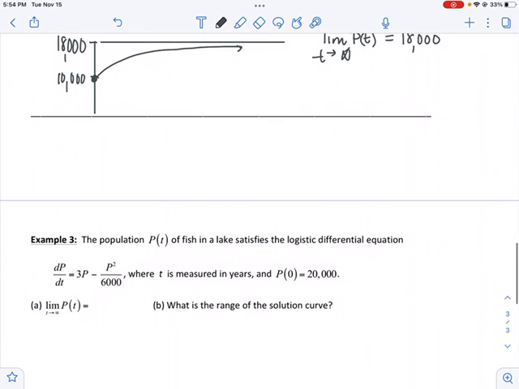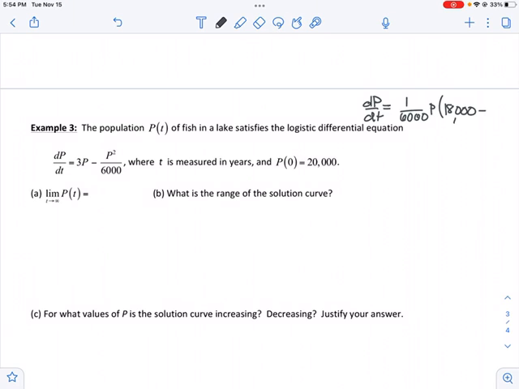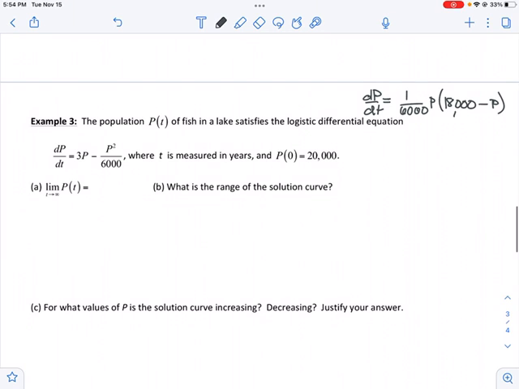Okay, so the next one, example 3, we're going to start a little bit differently. The population P of t satisfies the differential equation, same thing. Remember, dP/dt is 1 over 6,000, where I factored that out, and then I have P times 18,000 minus P, right? Where t is measured in years and P of 0 is equal to 20,000. So it's above the limiting value of 18,000. So then the limit is 18,000.